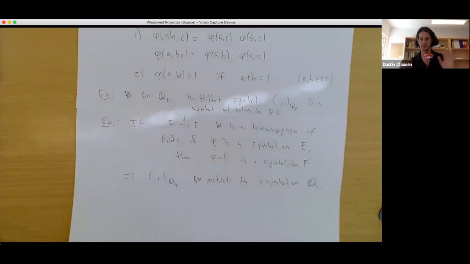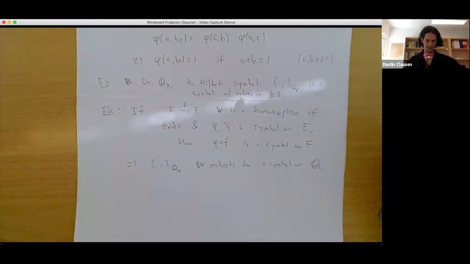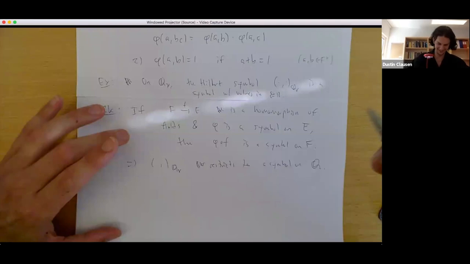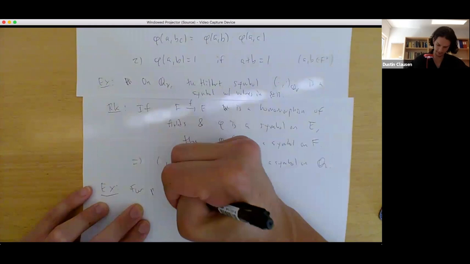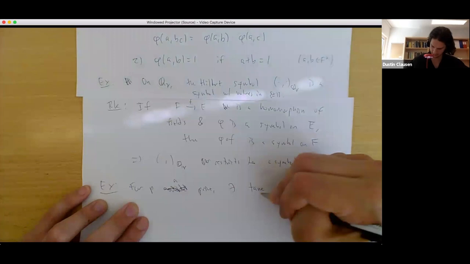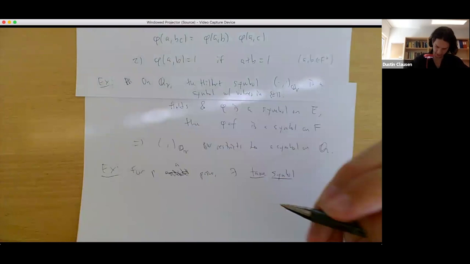But let me also make a slight elaboration of the Hilbert symbol, at least at odd primes. So let's go back to the formula for the Hilbert symbol for odd primes. Let me write it again. So another example, well, for p an odd prime, well, it doesn't have to be odd. So for p a prime, there's a so-called tame symbol, which I will denote.